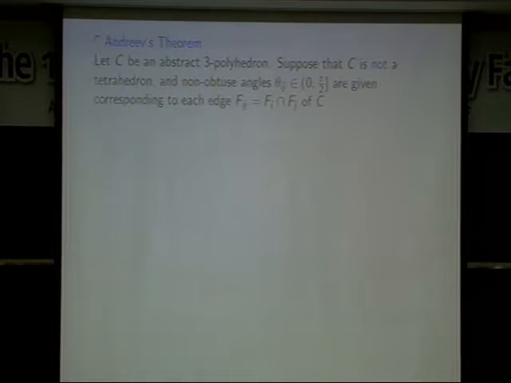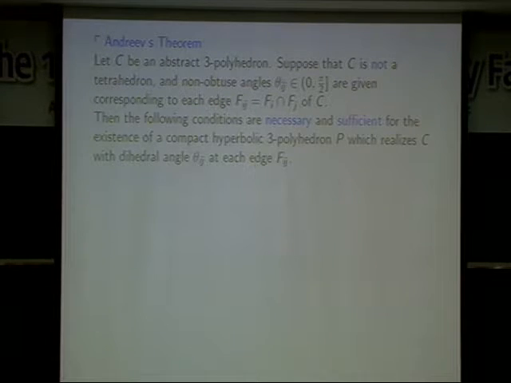Okay. So what is Andreev's theorem? C is an abstract 3-polyhedron, C is not a tetrahedron, and non-obtuse angles are given corresponding to each edge. Then the following conditions are necessary and sufficient for the existence of a compact hyperbolic 3-polyhedron which realizes C with dihedral angles alpha_ij.